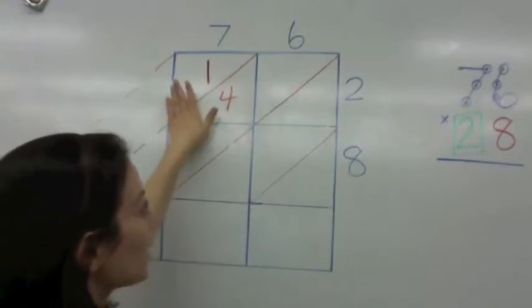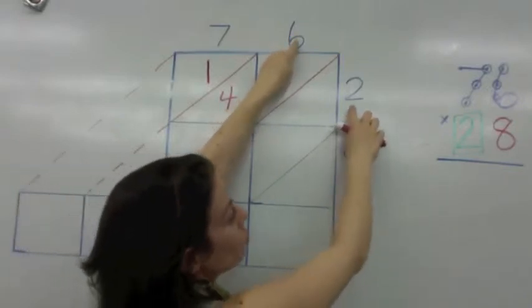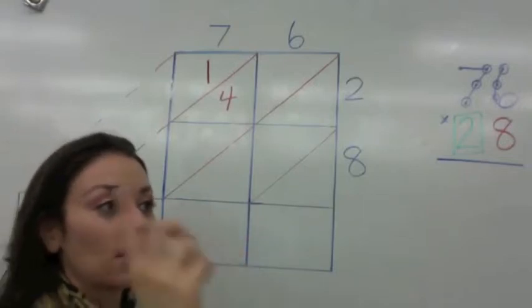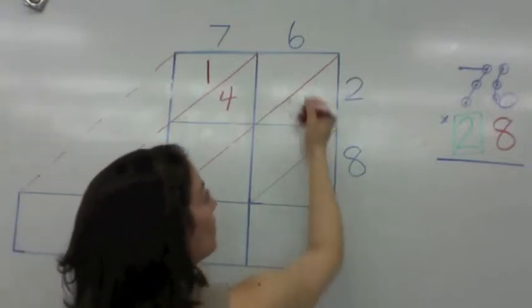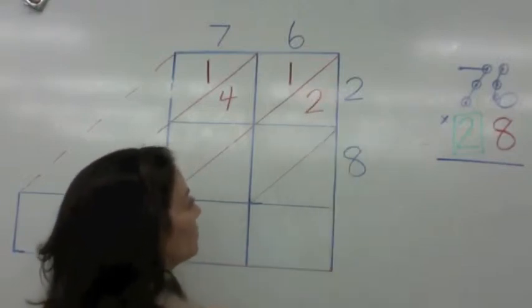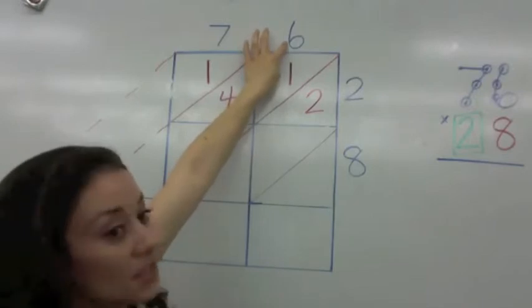Next, we're going to go right next to this box and do 6 times 2. All right, 6 times 2 is 6, 12. 12 is 1 ten and 2 ones. Very nice. Now let's go ahead and do the box underneath it since we're working with 6.